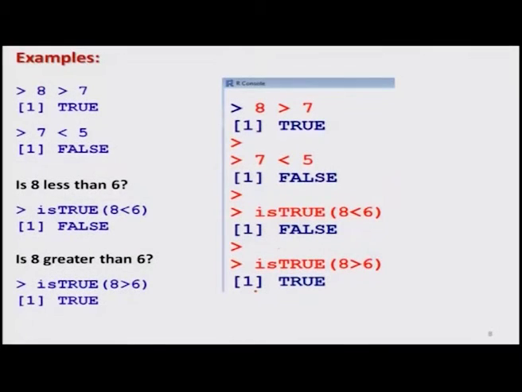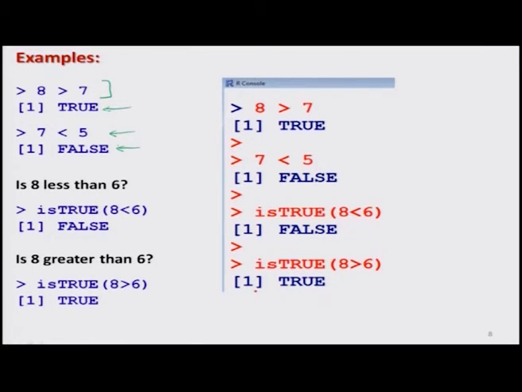So, now let us take some examples and try to understand the application of these operators. I am taking a very simple example. Suppose I want to know whether 8 is greater than 7 or not. If you type 8 greater than 7, the answer comes out to be TRUE, and that is obvious. Similarly, if I want to check whether 7 is smaller than 5, the answer is no, so the answer comes out to be FALSE.